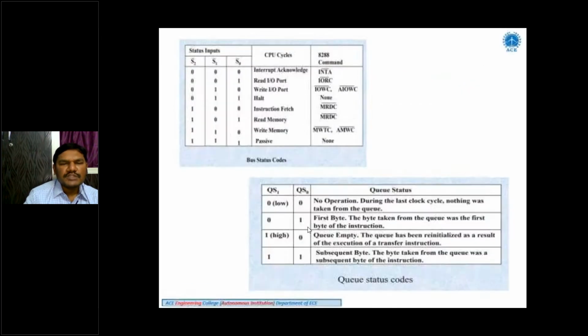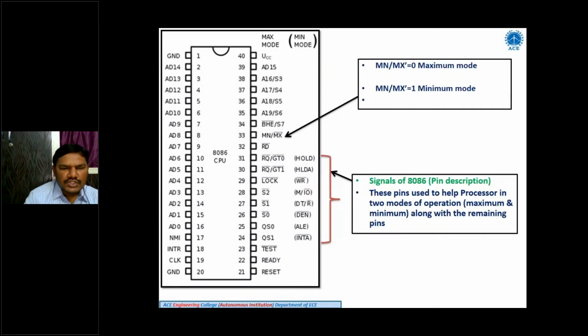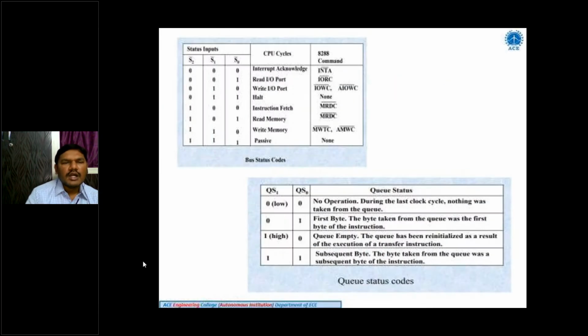Whereas in the case of maximum mode, these three pins S0, S1 and S2 are helping us to read the data from IO, or to write the data to the IO, or to read or write the data from or to the memory. So these are the pins S0, S1 and S2, and to fetch the data one by one, or byte by byte, from the memory.